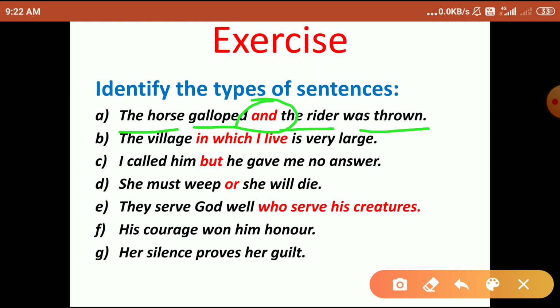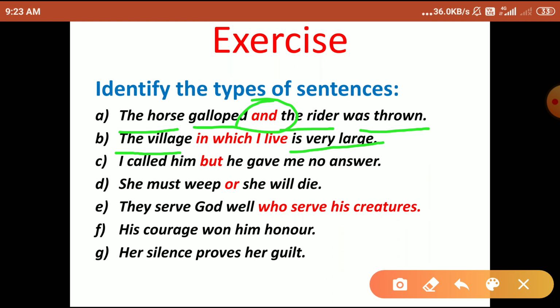The next is: the village is very large in which I live. So "in which I live" qualifies the village. Otherwise, "the village is very large" is a complete clause. It gives complete meaning. "In which I live" is dependent on the first part, so it's a dependent clause. One independent clause and one dependent clause, joined by "in which". So this is a complex sentence, one main clause and one dependent clause.